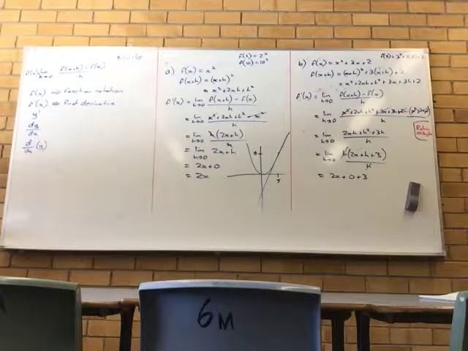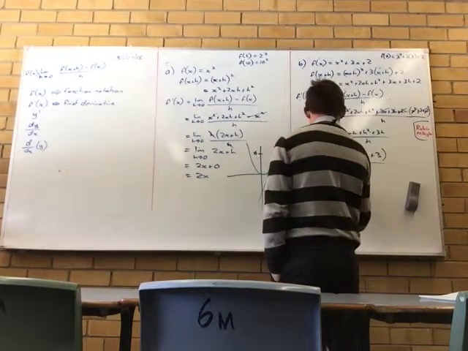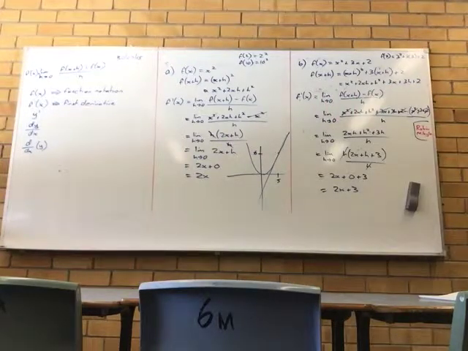2x plus 0 plus 3 simplifies to? No, you're wrong. Now I have witnesses. What is it? What's the answer?